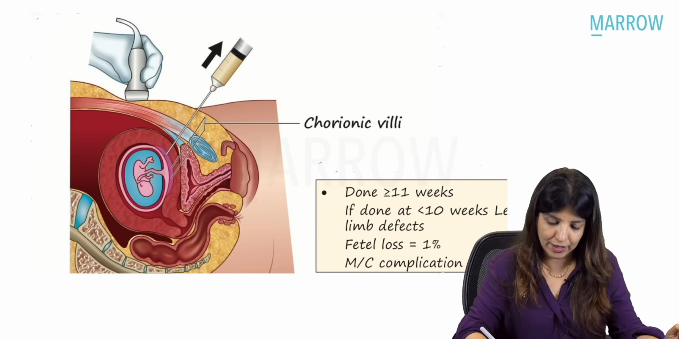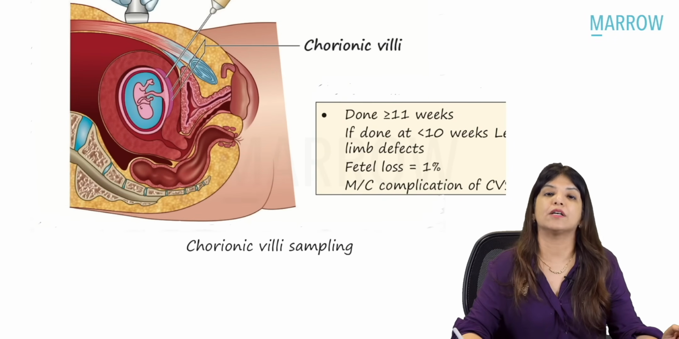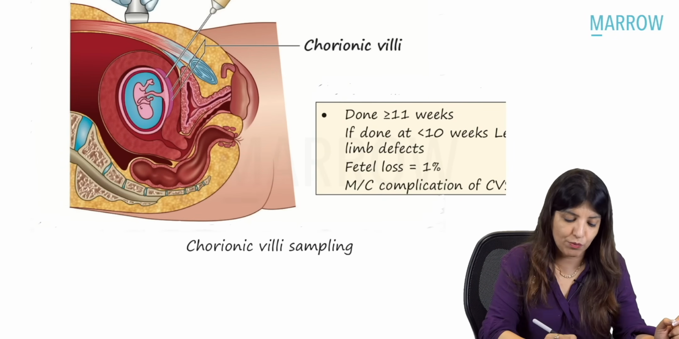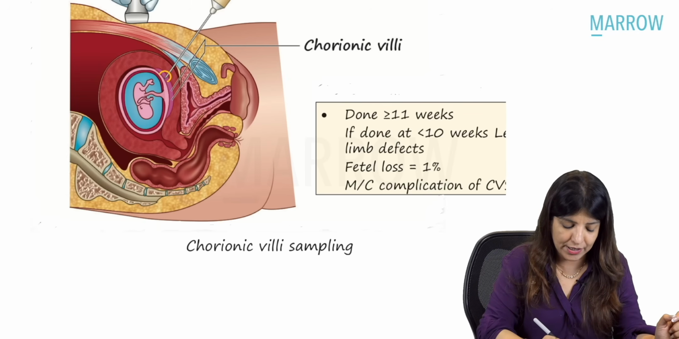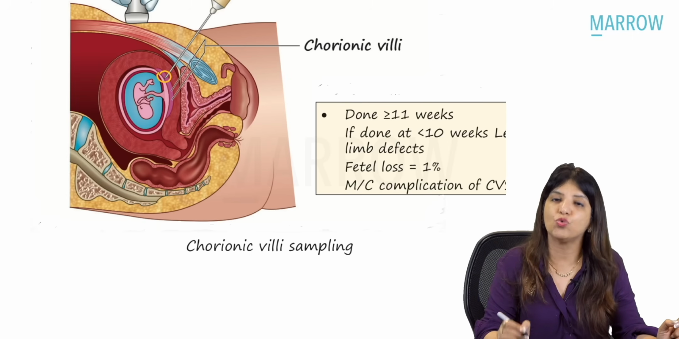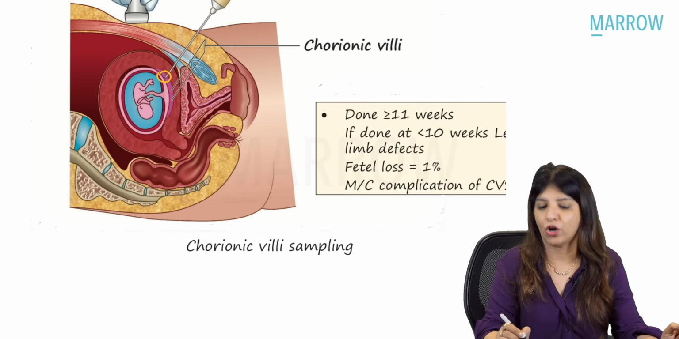Next important over here. Now, this is a procedure where you have to see where is the needle going. In this procedure, you can see that the needle is going into placental tissue. In other words, it is going into chorionic villi.